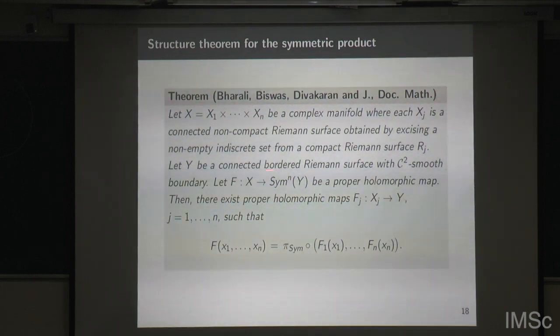The target will be the symmetric product of a Riemann surface Y, which will be a bordered surface with C2 smooth boundary. That means I start with a compact Riemann surface and punch out finitely many smooth disks, I remove them. Suppose you have a proper holomorphic mapping from X to Sym^n Y. Then again the mapping splits. I can find proper holomorphic mappings Fj from Xj to Y such that f of x1 to xn is just pi sym composed with f1(x1), dot dot dot, fn(xn). Again the mapping splits.